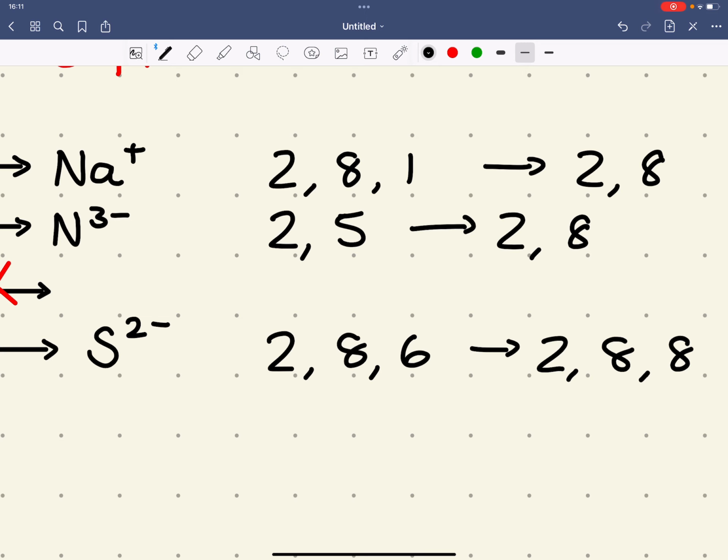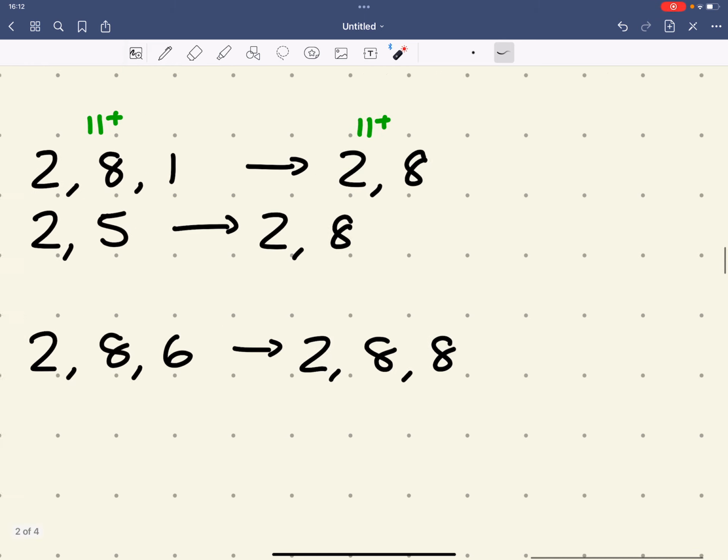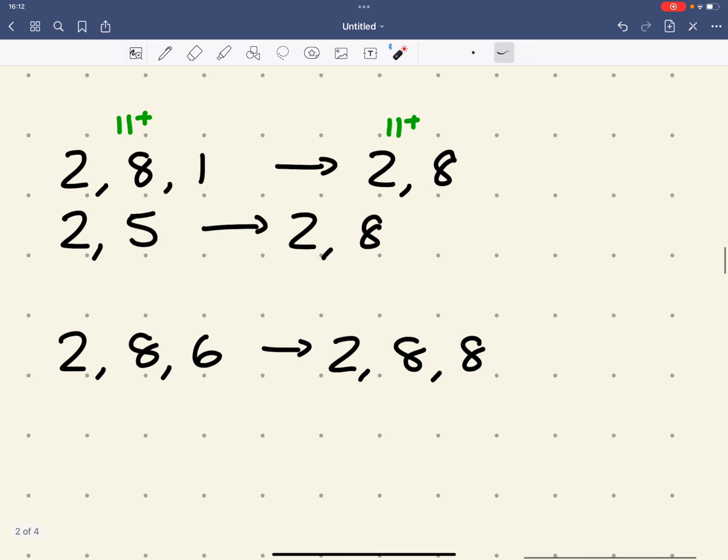Hopefully you can see that sodium forming an ion is going to lose an electron from the third shell, and now it's only got 2 shells of electrons. So sodium has 11 protons, still 11 protons, but 1 less electron, so the attraction of the protons for the electrons is greater, so it pulls the electrons closer to itself.